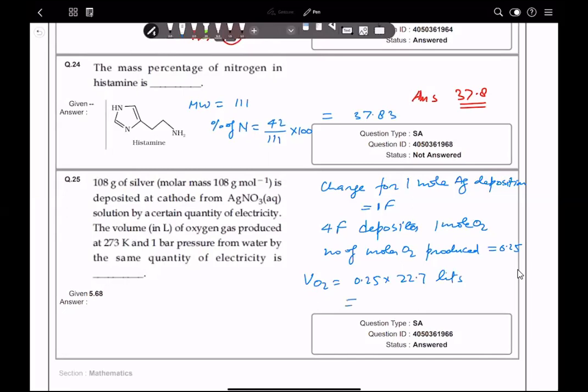Simplify it, this is 22.7 into 0.25. So that's 5.675 liters. Answer for this question is 5.675 liters, or rounding off you can also write 5.68 liters. Okay, this completes your questions.